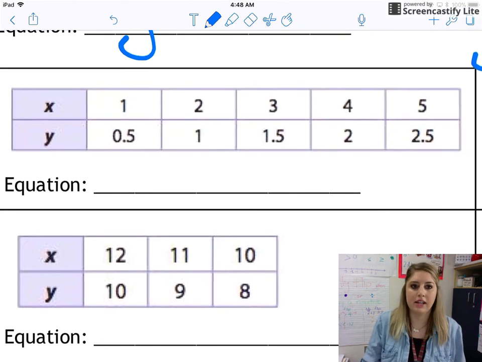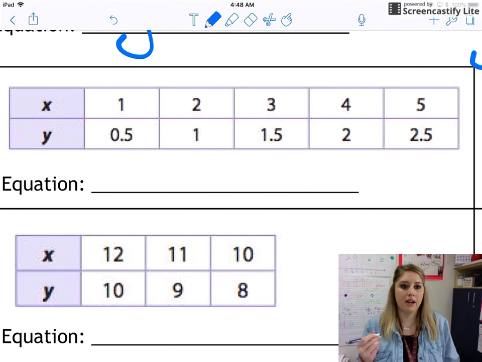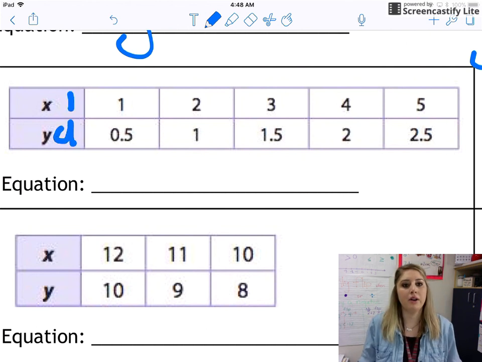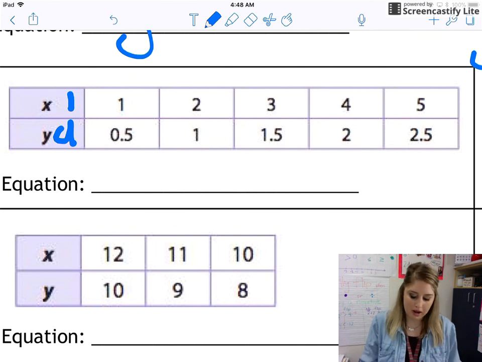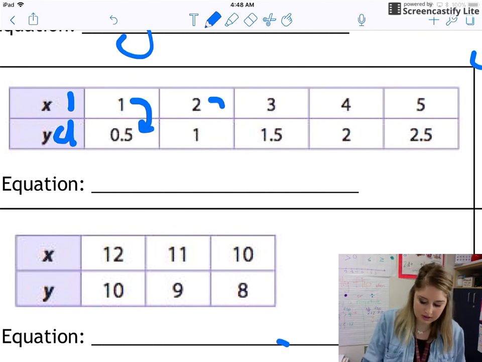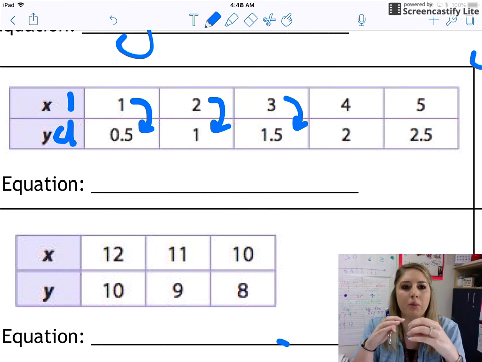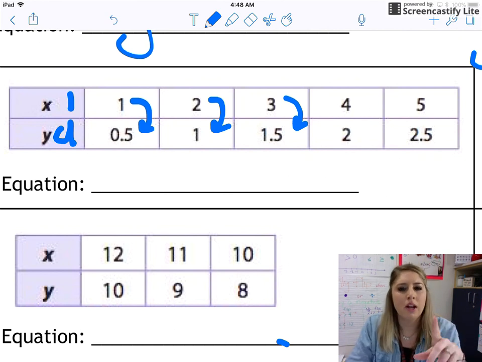Let's look at this next table. We have x and y, so our independent and our dependent, and now we are going to look at what would be our pattern. What's happening from our x to our y? Pause the video, and I want to see what you can come up with. Pause the video, try to write your own equation for this. What is happening in this problem?